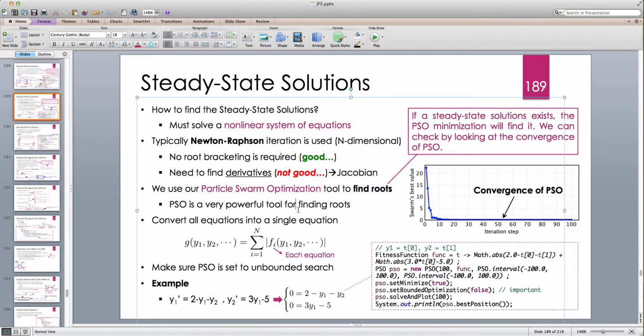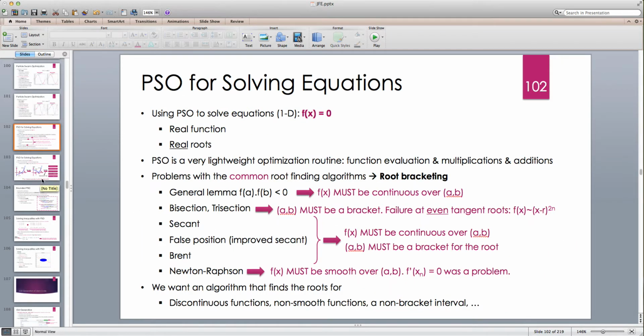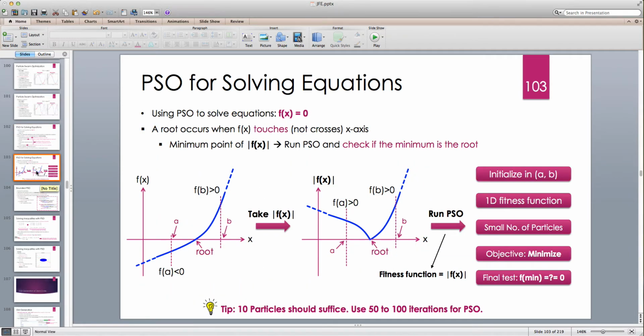We briefly talked about this when we looked at particle swarm optimization. Let me just quickly bring it up. In the one-dimensional case, we said the way we're going to solve f of x equals 0 for a one-dimensional function f of x is this: in general f of x could be crossing the x-axis. Even if it's tangent and not crossing, that's fine. We define a function, the magnitude of f, or absolute value of f.